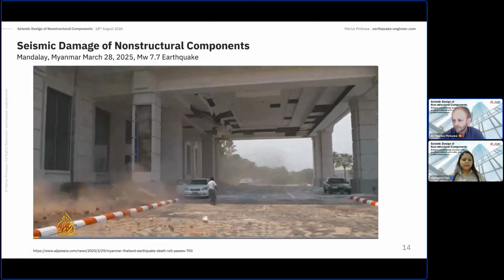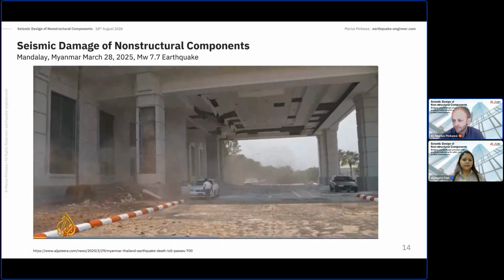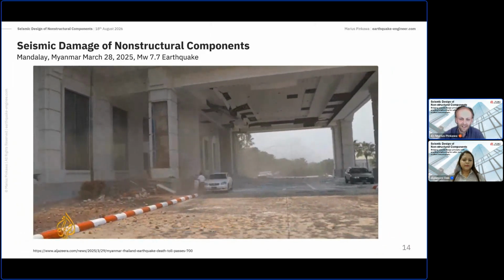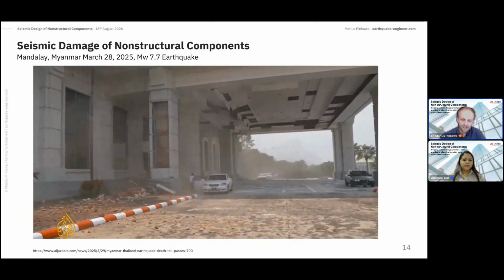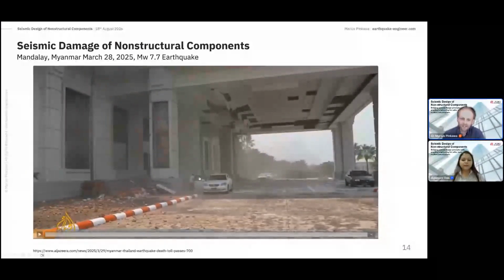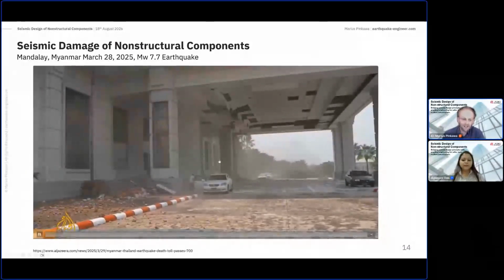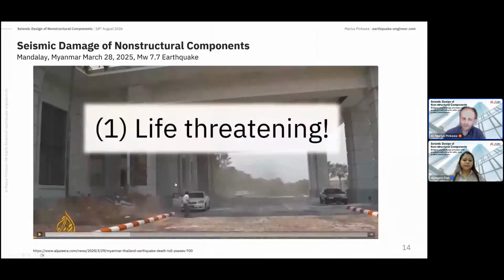A very lucky escape as a column of brick and plaster falls crashing to the ground. A lucky escape, because if this man had been standing in front of the pillar, he probably would have died. The veneer falling down would have killed this person. So this is quite obvious. Improper seismic design of non-structural components is a threat to human lives. So of course, we need to do it.